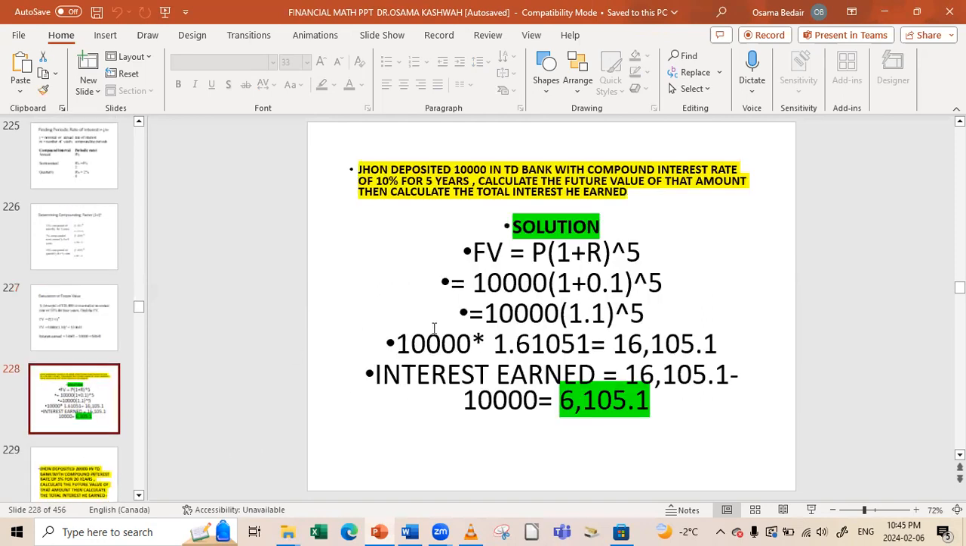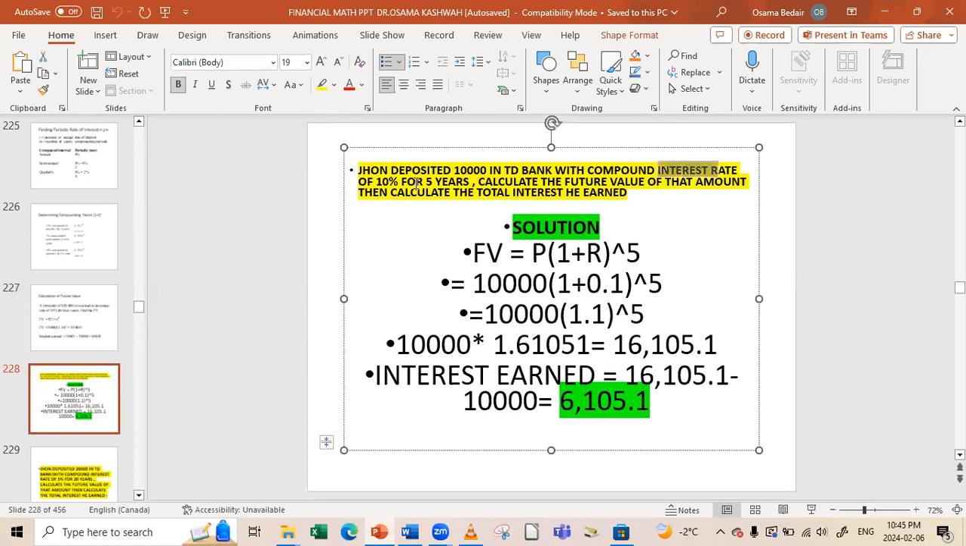Here is also another example. John deposited $10,000 in a bank with a compound interest rate of 10% for 5 years. Calculate the future value of that amount. So the future value will equal the principal multiplied by 1 plus the R, which is the interest rate, power the number of years. So I have here, this is for 5 years, so n will be 5.